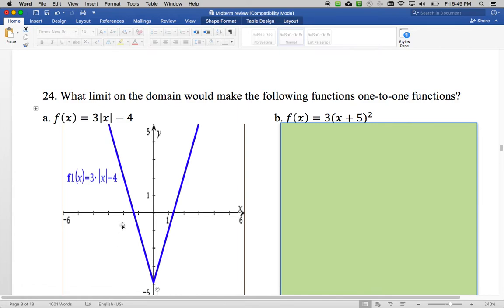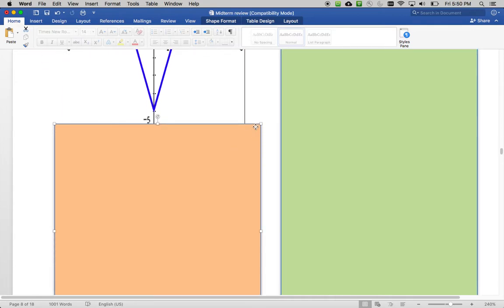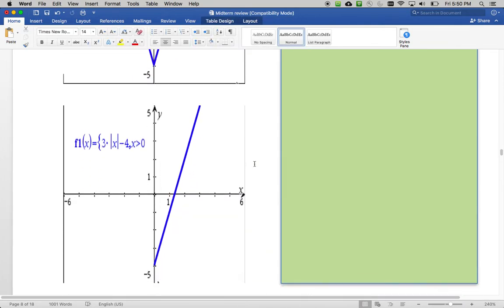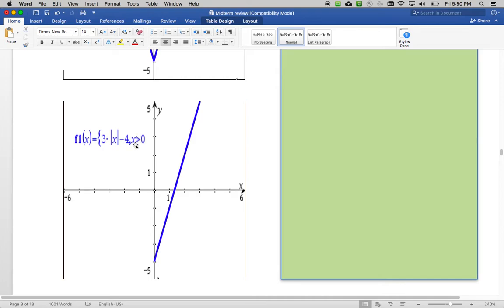for a one-to-one function, for each x value, there's only one y value, and for each y value, there's only one x value. But if you look here, these two x values have the same y value, so it's not one-to-one. So basically what you need to do is you need to get rid of the left side of your graph. So what we're doing is we're just limiting the domain, so the left side is gone. And so here is how I limited the domain.